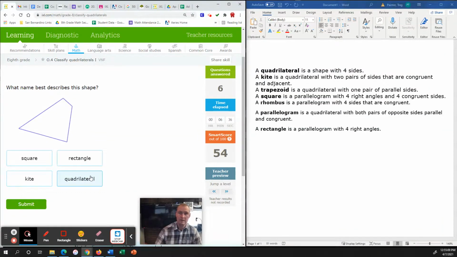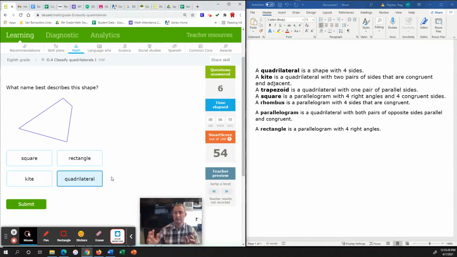All right. What name best describes this shape? This is a nothing shape. It is not a square. Definitely not a rectangle. Definitely not a kite. Is it a shape with four sides? 1, 2, 3, 4. So this one is a quadrilateral.